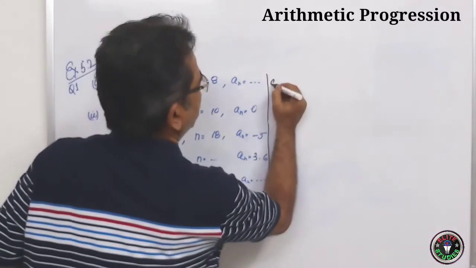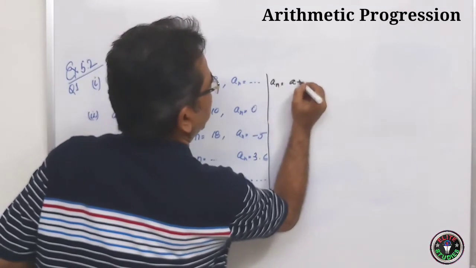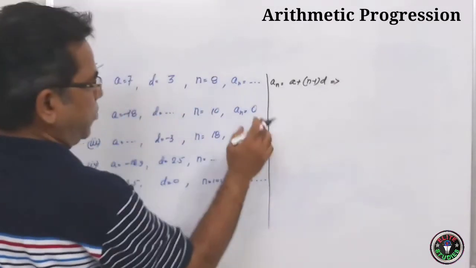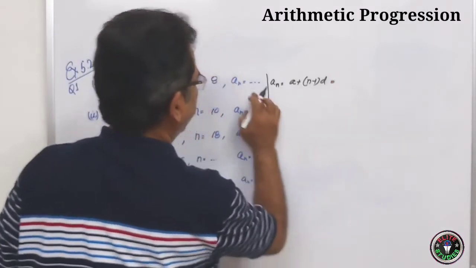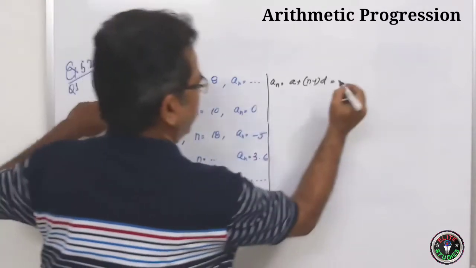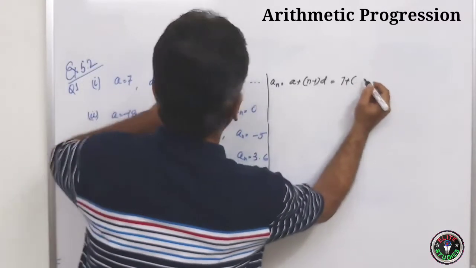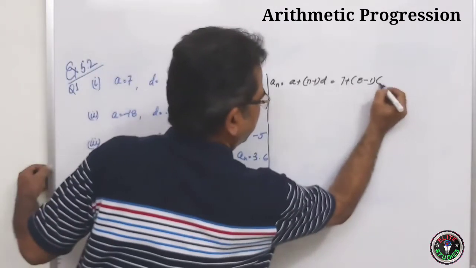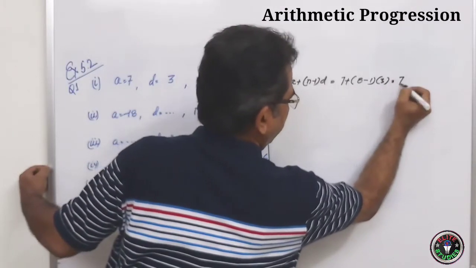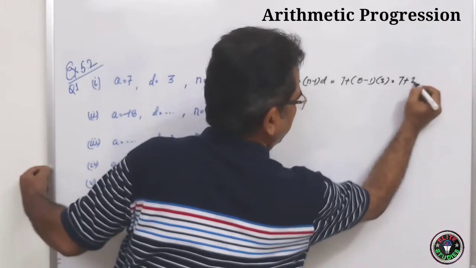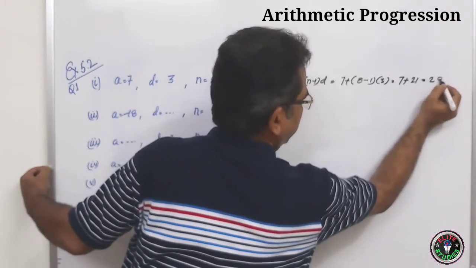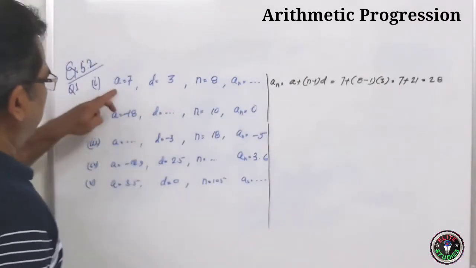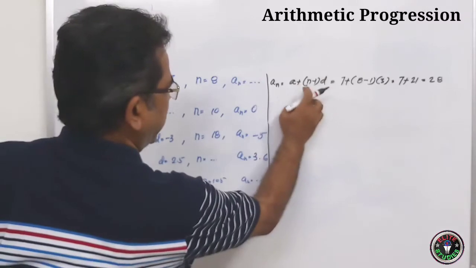So what is the formula? An is equal to a plus n minus 1 d, isn't it? If you use this, what will you get? An. So a is 7, plus n is 8 minus 1, d is 3. So it will be equal to 7 plus 8 minus 1, 7 into 3, 21. That is equal to 28. You got the value of an. A, d and n were given to us.